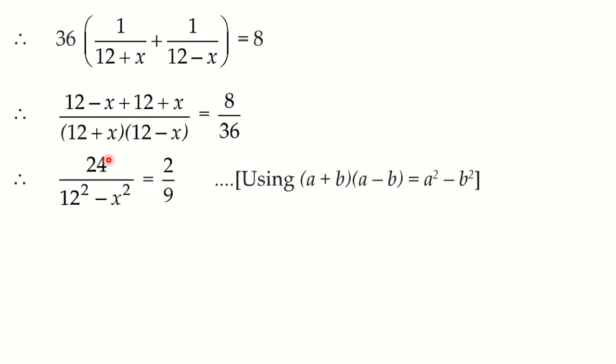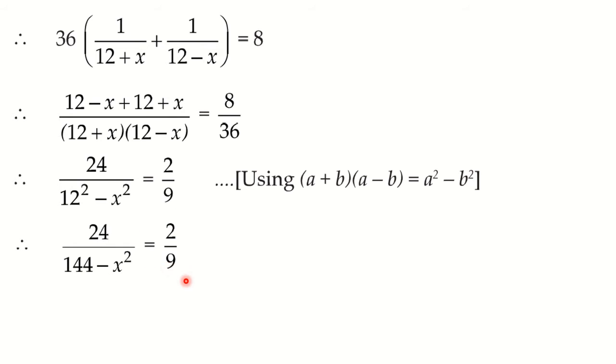See, 12 plus 12, 24. Okay, as I told, a square minus b square, so 12 square minus x square, and here divided by 4 at both places, so 2 upon 9. Okay, now 12 square is what? 144, that we can write down here. Now to further simplify it, let us go for cross multiplication here like this.